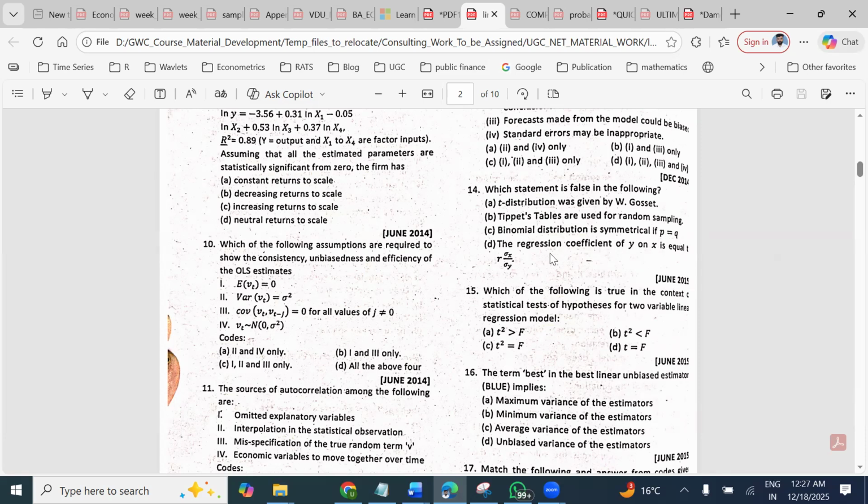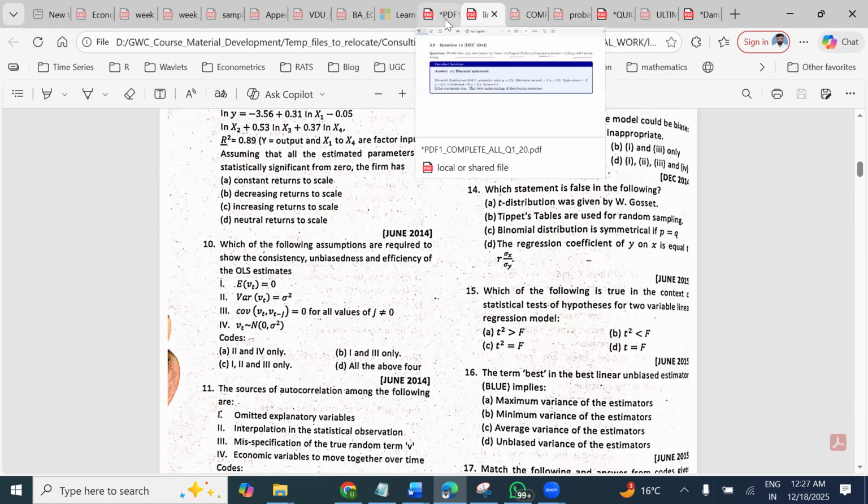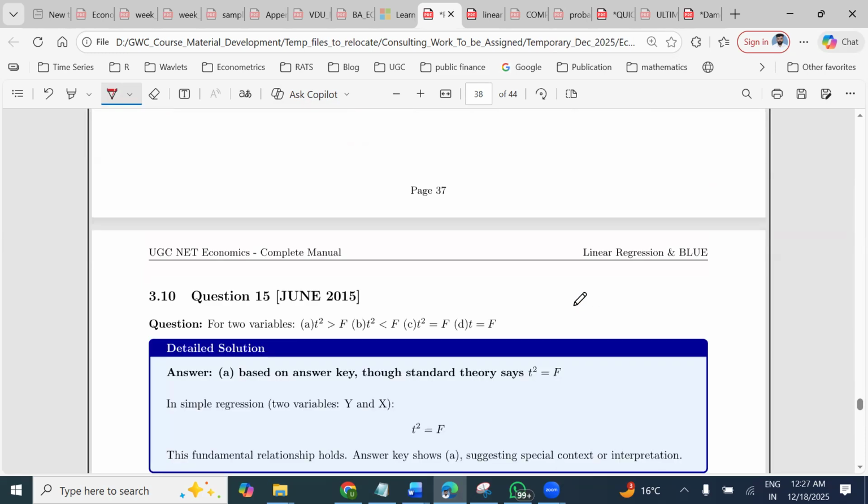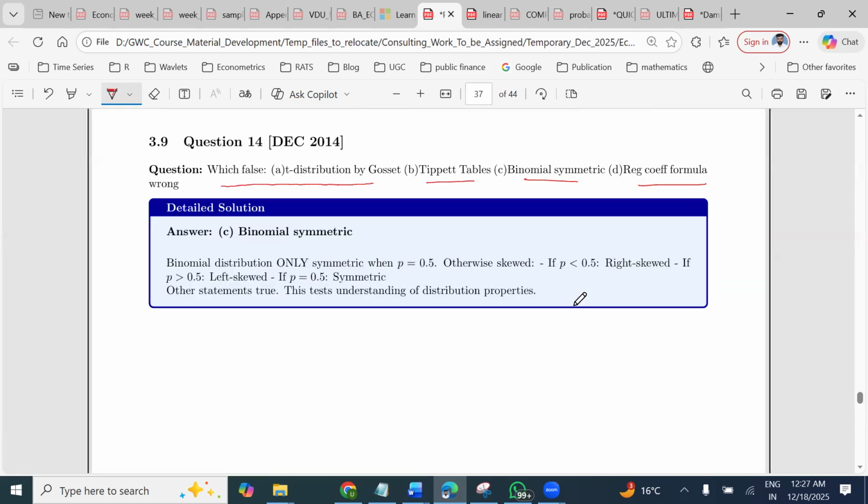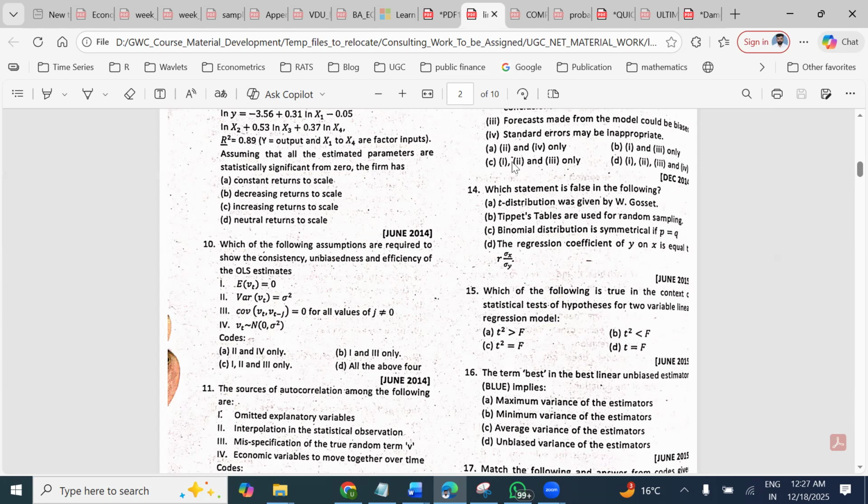When p is equal to q. Regression coefficient of y on x is equal to r into sigma x upon sigma y. Yesterday we were discussing this, right? So if you will see, this one is not very right over here. Rather we will see. Just remember this, okay?